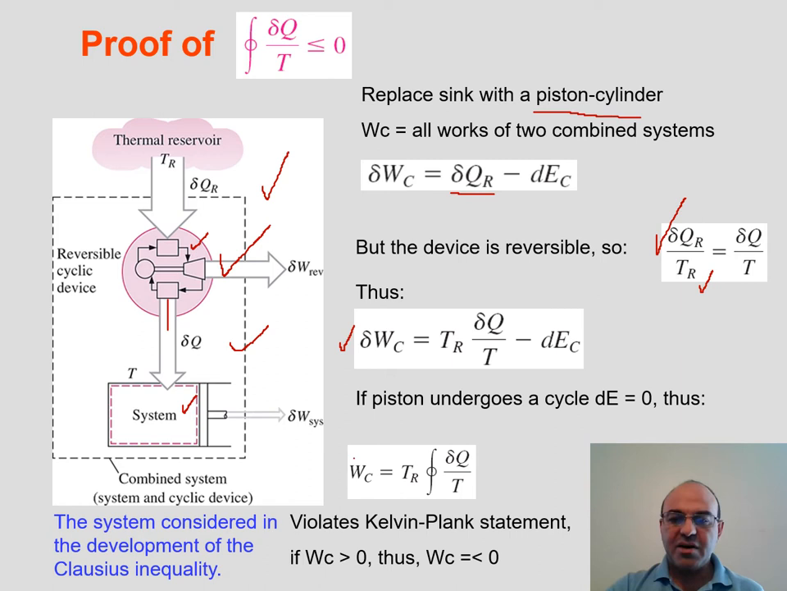So the direction would be the other way. As a result, the right side, which is the integral, has to be either negative or equal to zero, because WC has to be either negative or equal to zero. And that proves the cyclic integral of delta Q over T is less than or equal to zero. You actually must know this inequality, that the cyclic integral of delta Q over T is less than or equal to zero. But this is the proof if you want to delve in further and understand what's going on. It is not difficult to understand, and if you try to understand it, it will help you understand other concepts and topics as well.